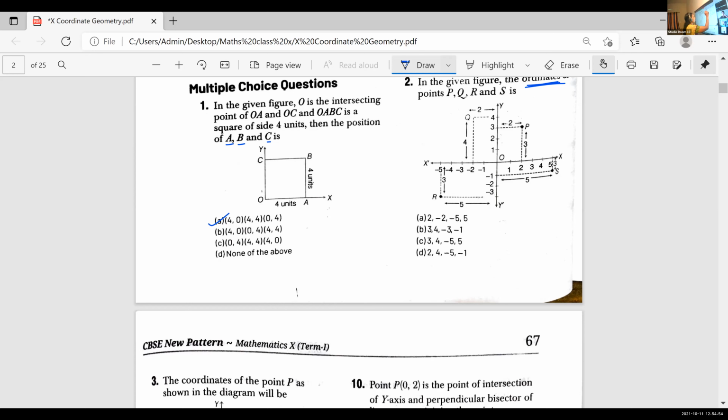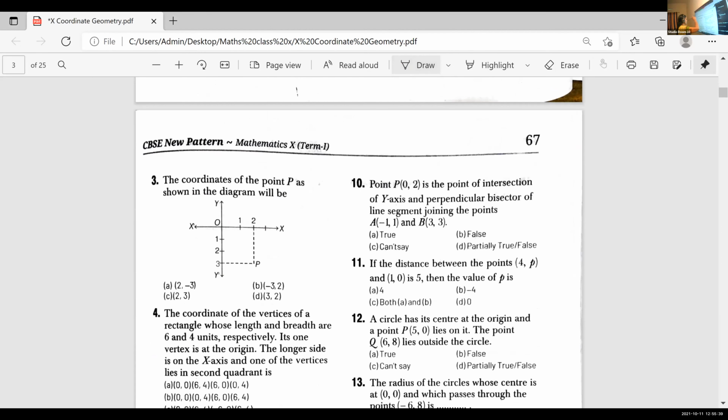So look at the order. You should be very careful. P, Q, R, S. So what is the Y coordinate of P? What is the Y coordinate of Q, R, and S? Mary? 3. For Q, what is the Y value? 4. Then for the point R, what is the coordinate? -3. So 3, 4, -3 means B. Yes, answer is B.